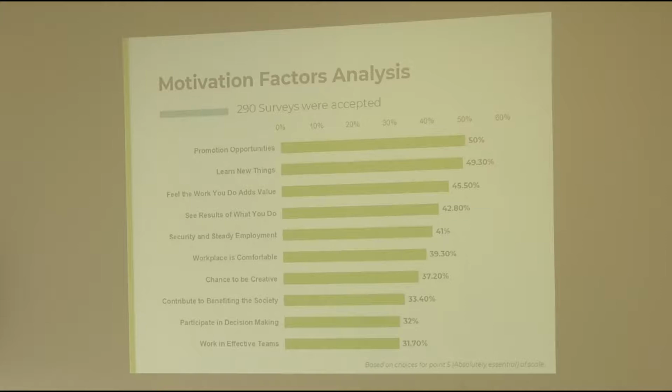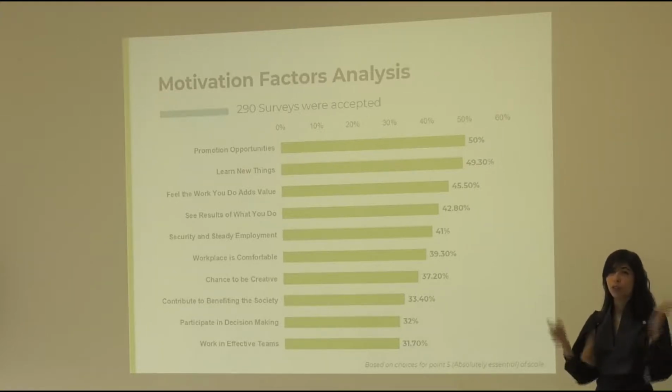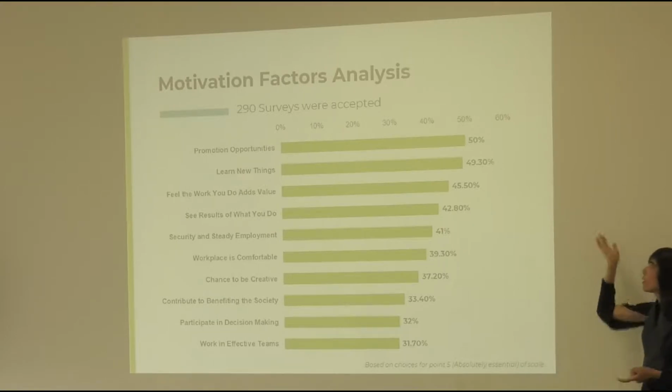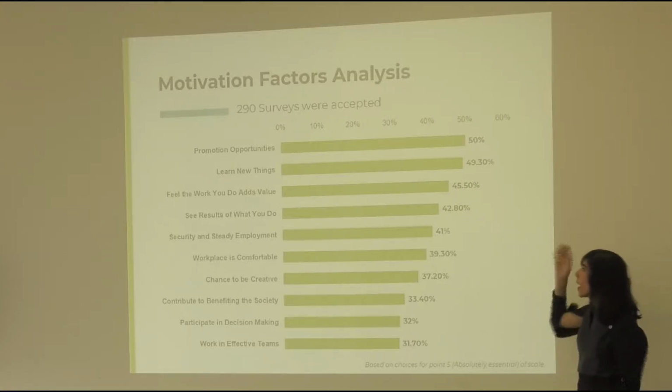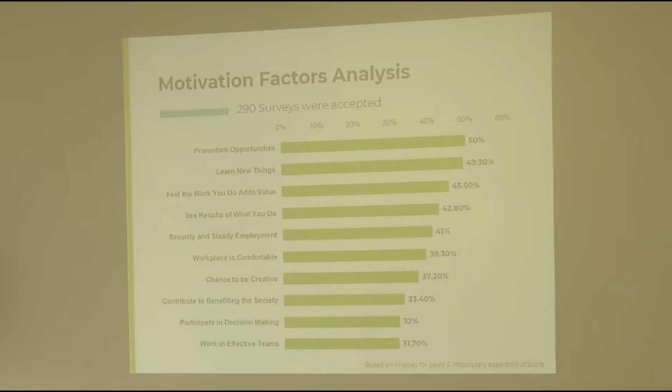If we're taking factors on their own, after 290 surveys that were accepted, the highest factor that we got is promotion opportunities. So the number one thing we want is promotion opportunities, where 50% of survey participants ranked it as absolutely essential. And we have a couple more that rank the highest, which are learning new things and feeling that the work we do adds value and whatnot. Now, what's worth noting is that 6 out of the 10 that we got were related to the intrinsic dimension, which was the dimension where we want to learn new things.